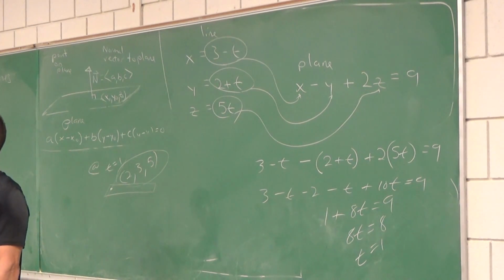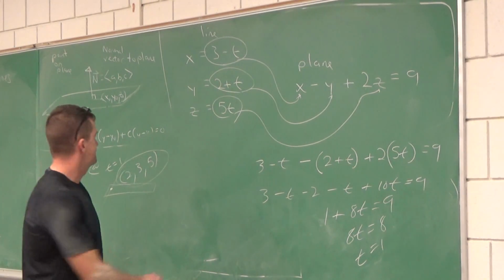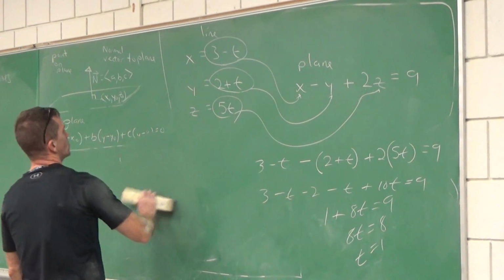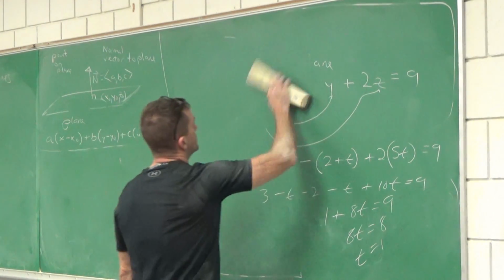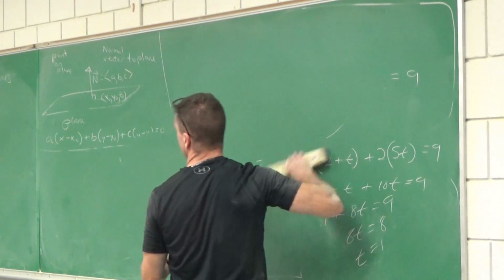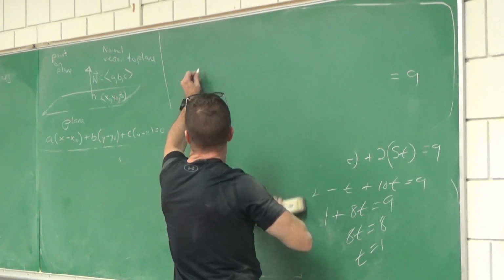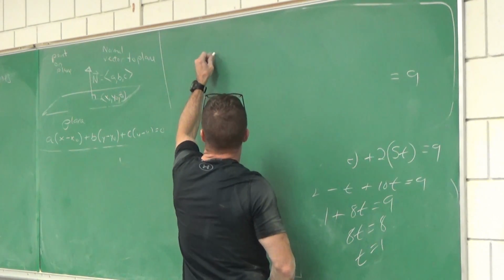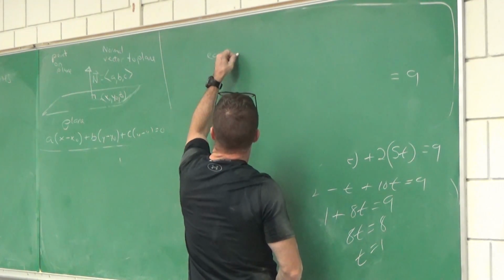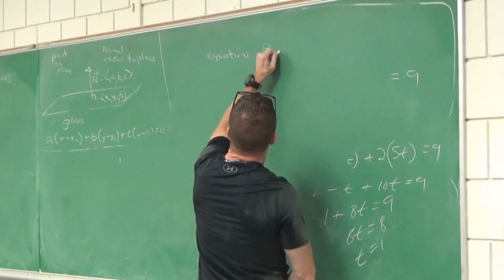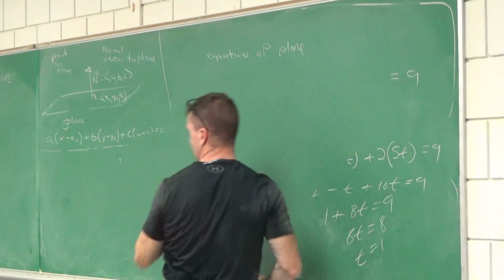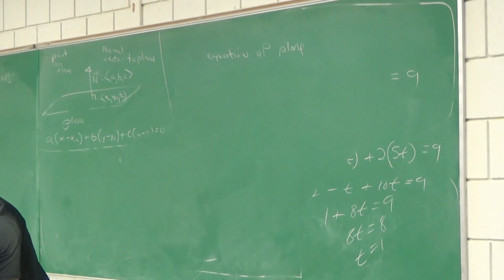Hey, a couple more things before we go on to 12.6, which is really cool with the other surfaces. If I give you two equations of planes, how can we tell whether or not they're parallel to each other? These are two equations of a plane. How can we tell whether these planes are parallel or perpendicular or neither?